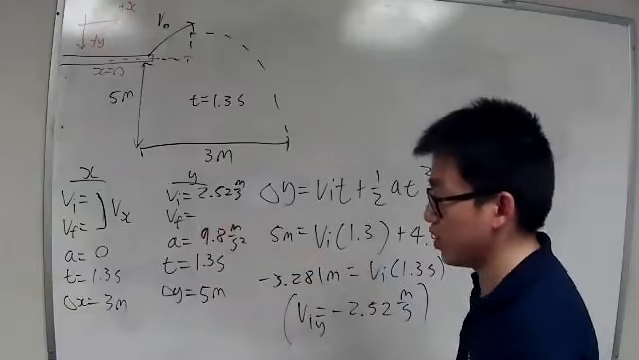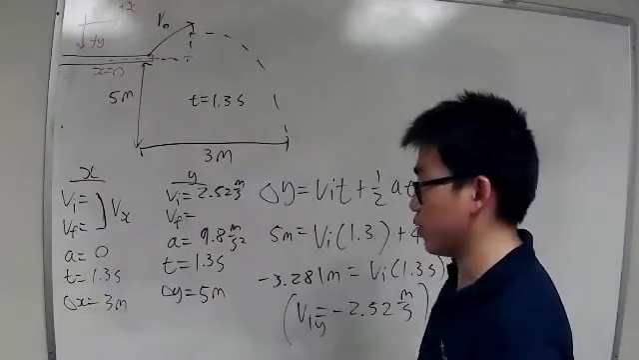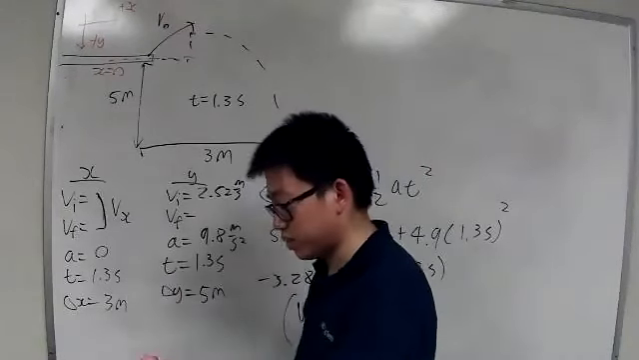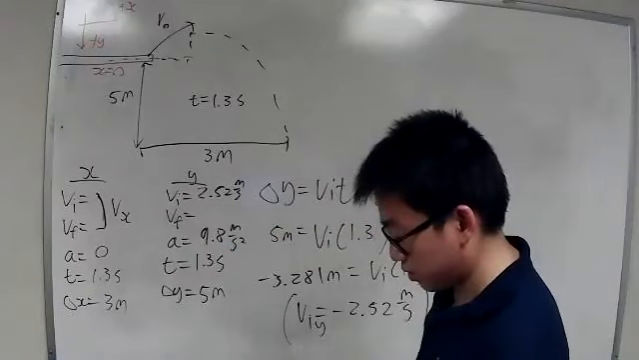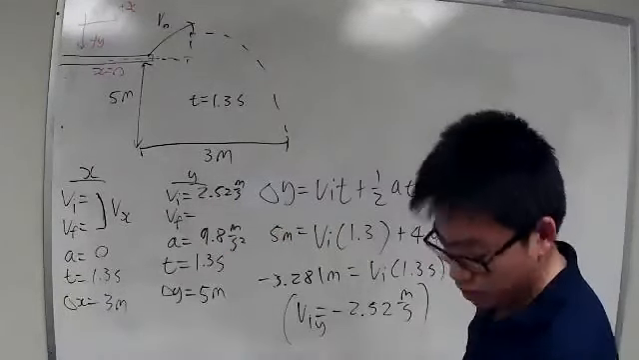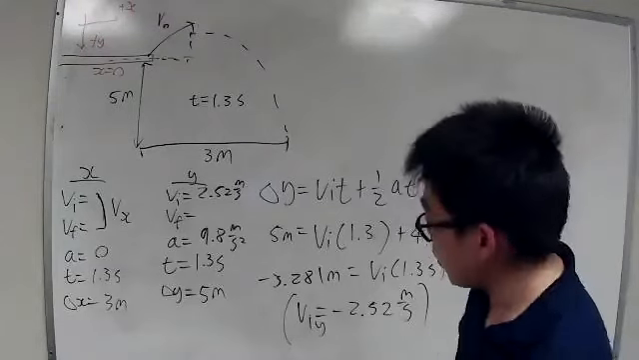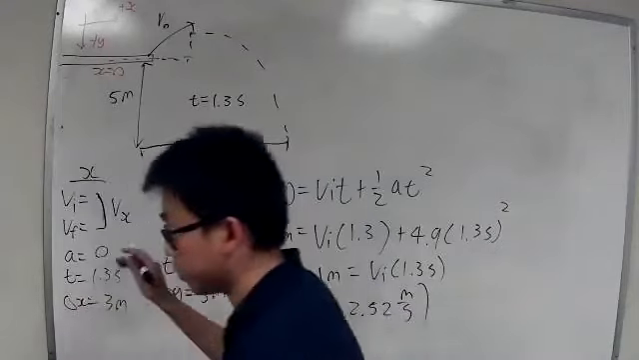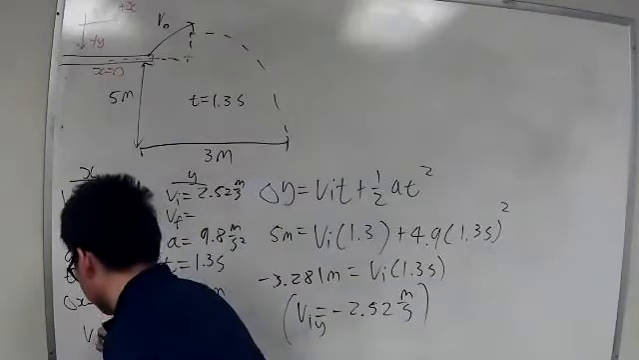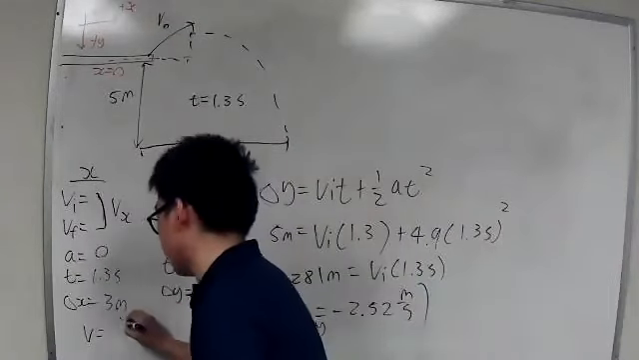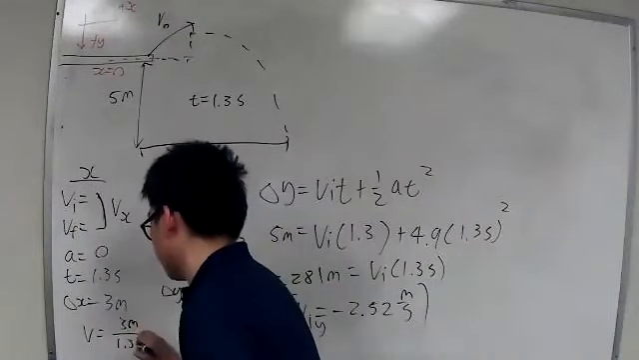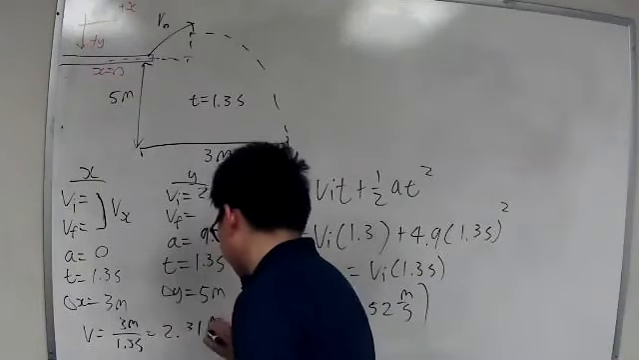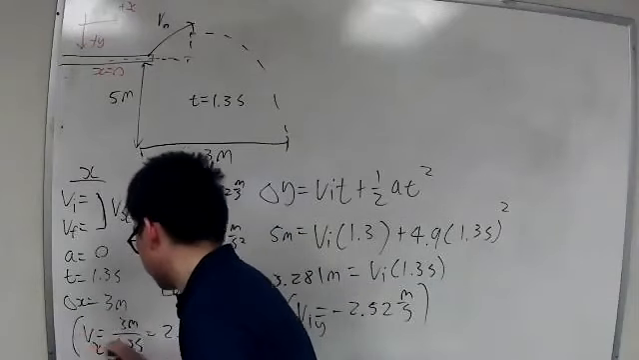You have everything. Do you really need to use a kinematic equation at this point? Can't you see that velocity is just distance over time? That's actually what it is. So if I want to get the initial velocity in the x direction, I don't even need a kinematic equation. It's just meters divided by seconds, and this is like 2.31 meters per second. This is velocity in the x.